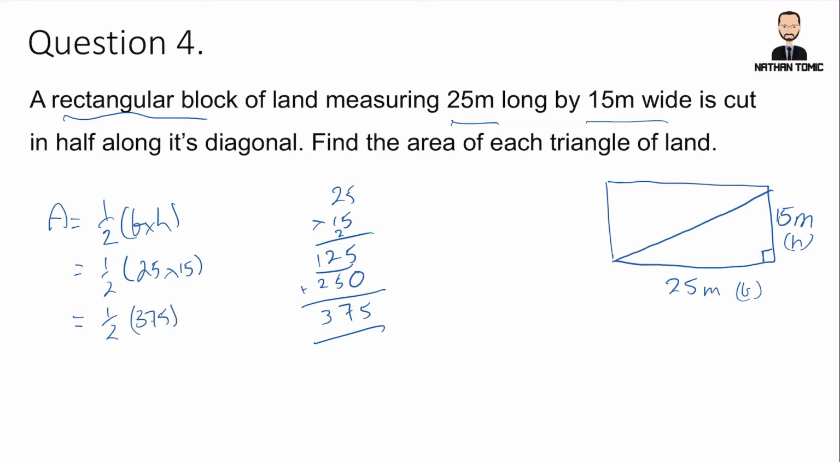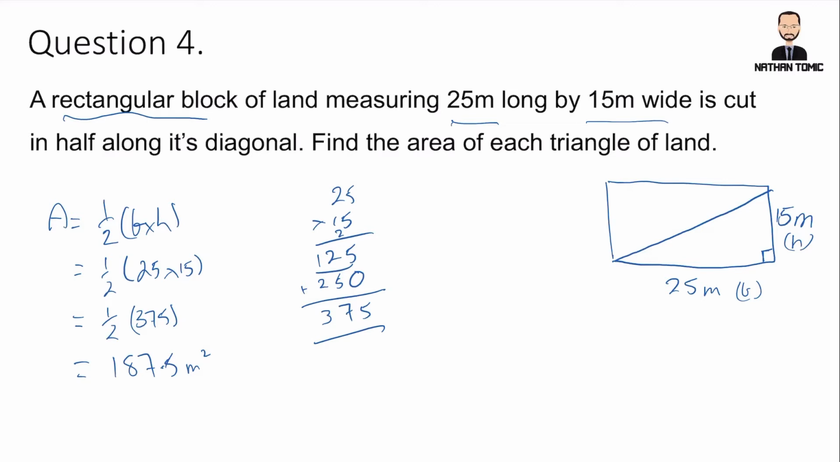And again, if I do that, I can do that one in my head. So half of 300 is 150, half of 75 would be 37.5, so 187.5 meters, meters squared. And again, you should probably do that 375 divided by 2 or by half on a calculator, or do the math on the side if you need to, but that's the answer that we should end up with.